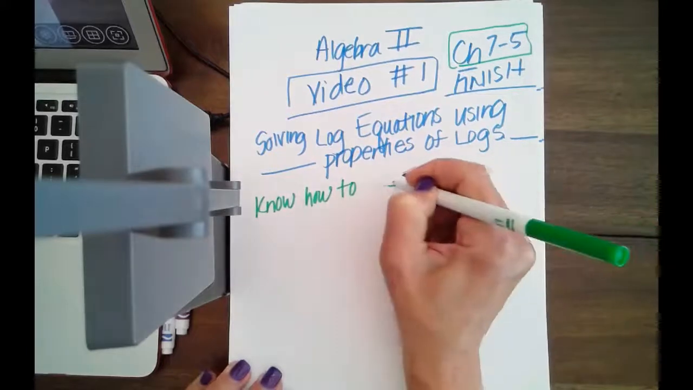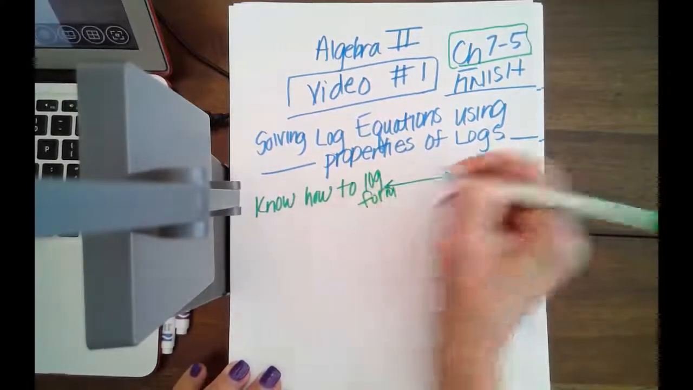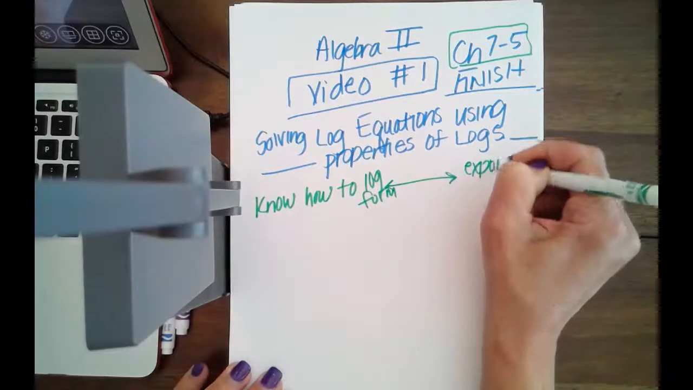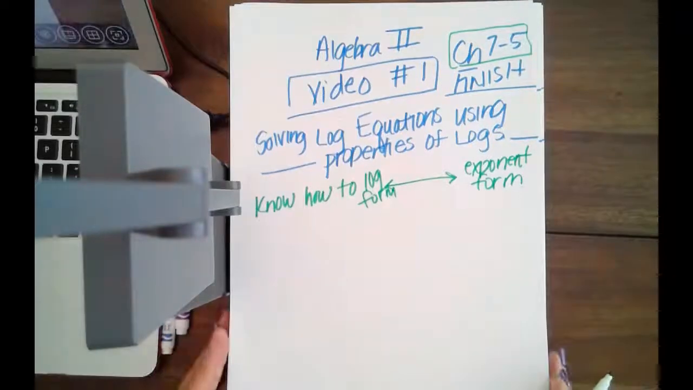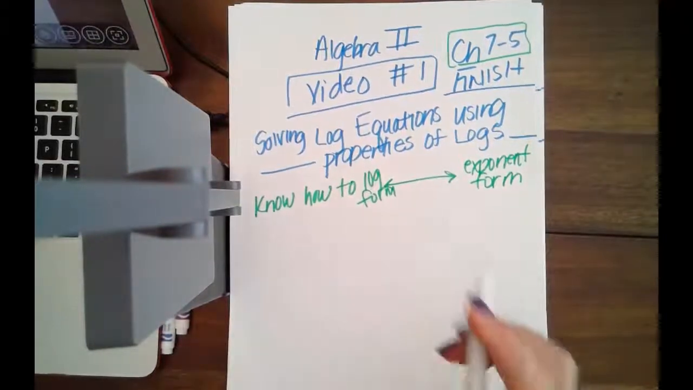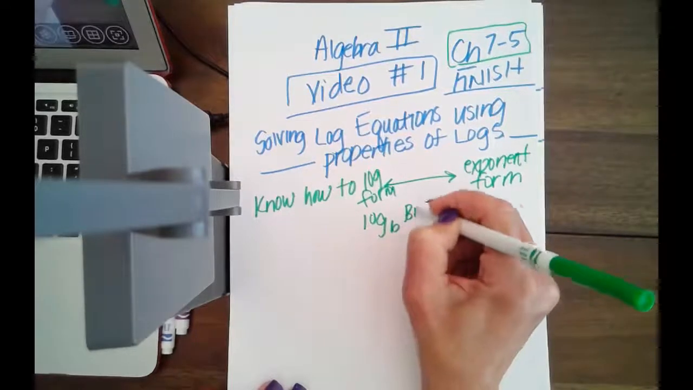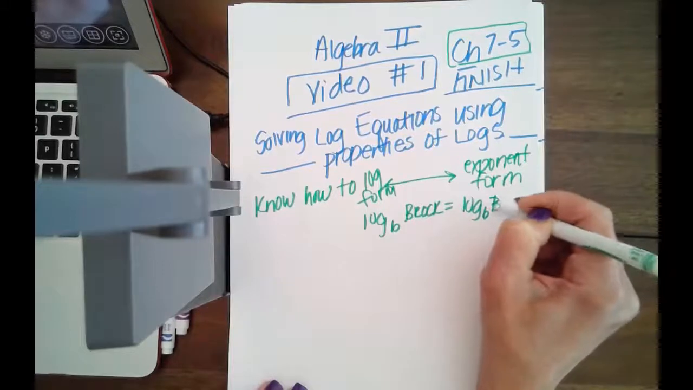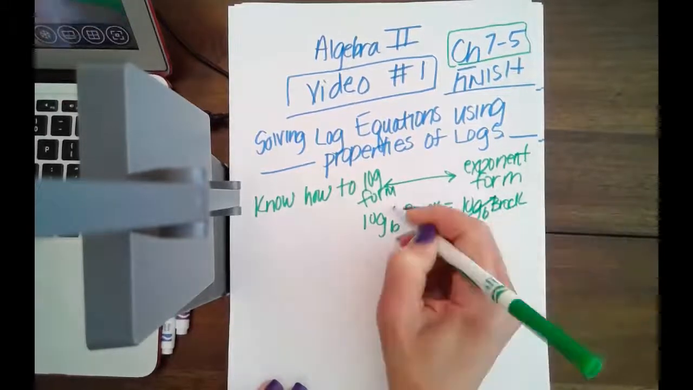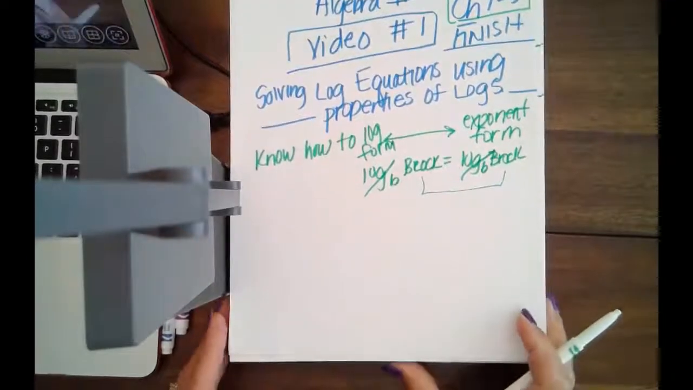So now we're going to look at things like this. Know how to go back and forth between log form and exponent form. That's going to be the easiest thing. When you get stuck in one, you're going to realize it and go, oh, well, let me shift it to the other. If you have log on both sides, let's say you have log base b of some Brock equal to log base b of some Brock, at that point you can cancel those out and just set your Brocks equal. So if there's a log on each side, it's super easy.